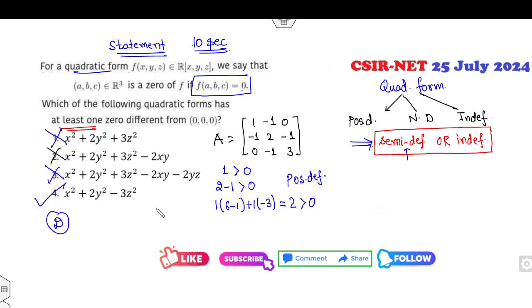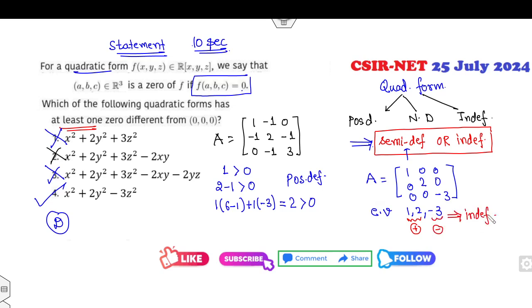Only option D is left, and it is the right answer. How? We can write this matrix as 1, 2, minus 3, and the rest of the values are 0. Now clearly the eigenvalues are 1, 2 and minus 3. Some of the eigenvalues are positive and some are negative. What does it mean? This is indefinite. Once this is indefinite, we can get a value of a, b, c which is 0.